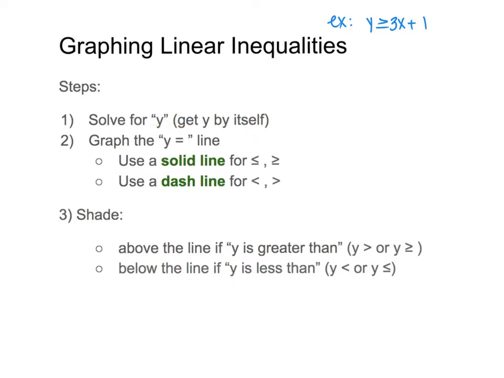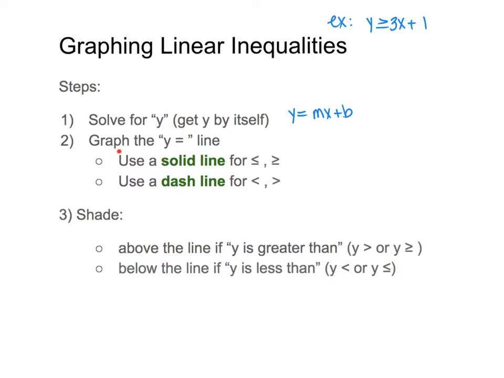The reason why you want to do that is when you get it by itself, then you can see it as y = mx + b, and so that way you can plot your intercept and your slope, so you can make those two points on the graph to connect the dots to make a line. So you solve for y so that way you know what your slope is and what your intercept is. That's why we have to get y by itself first.